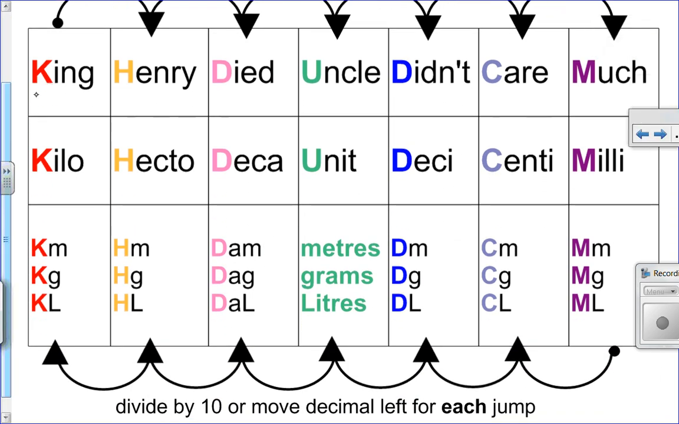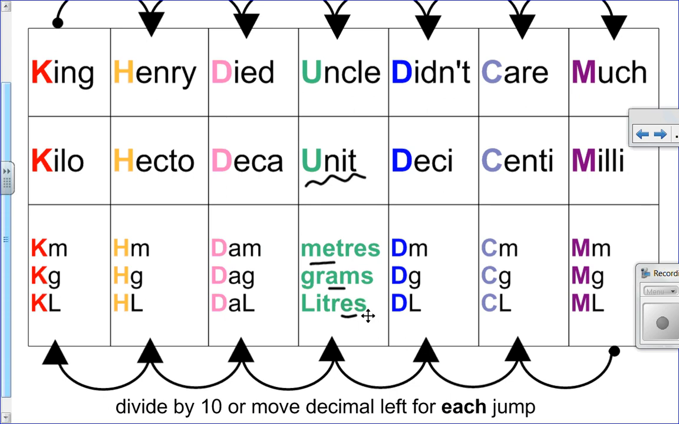So each one of those letters corresponds to a prefix in the metric system. So King, K stands for kilo. H, Henry, stands for hecto. D, died, stands for deca. U and uncle stands for the unit. Now, the unit in the metric system might be meters, grams, or liters. D for didn't is deci, C for care is centi, and M for much is milli.